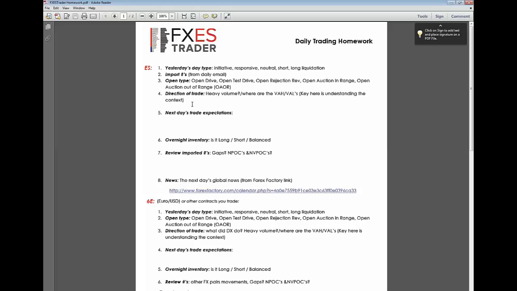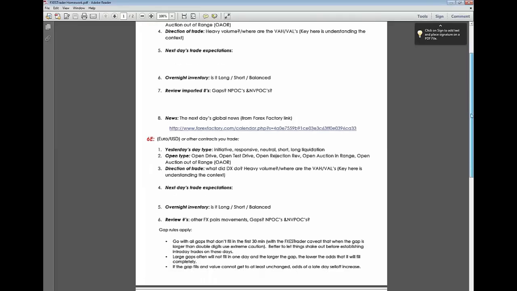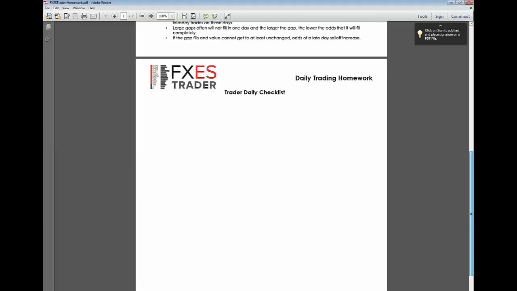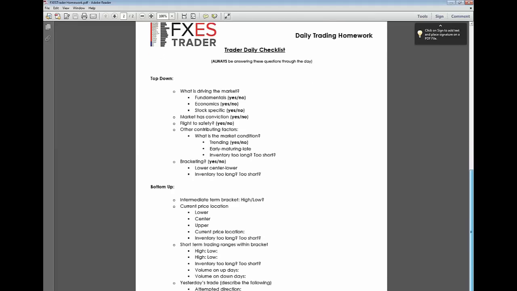Obviously not as much related to using the footprint as the when to trade. This is more of the where type stuff. So looking at overnight inventories, reviewing numbers. You can look at this for either contract or whatever contract you want to use. The daily trader checklist is also key.